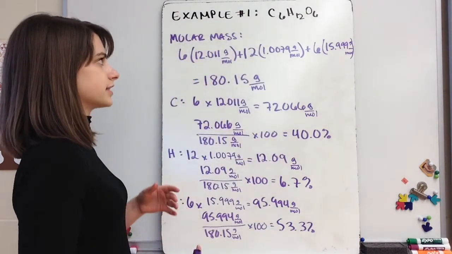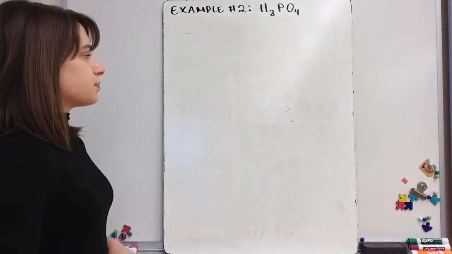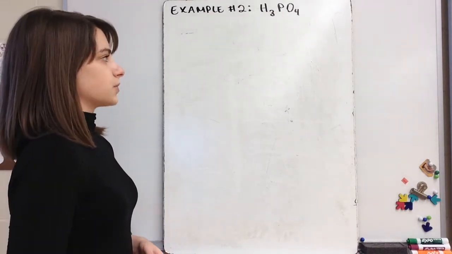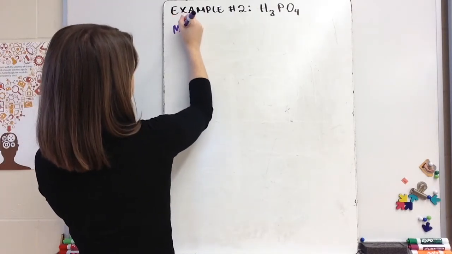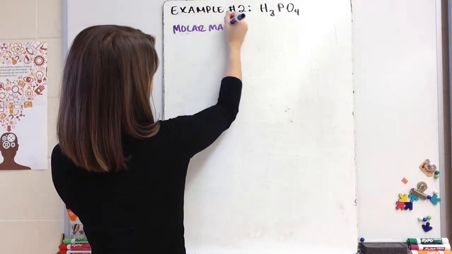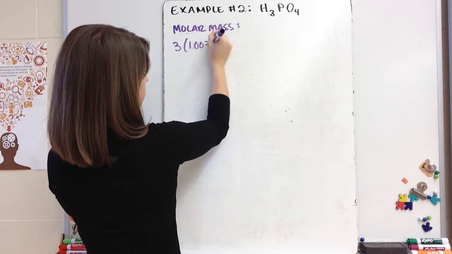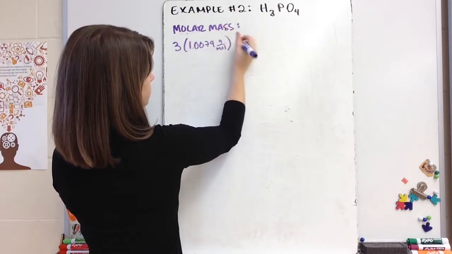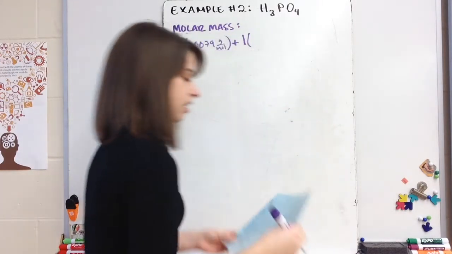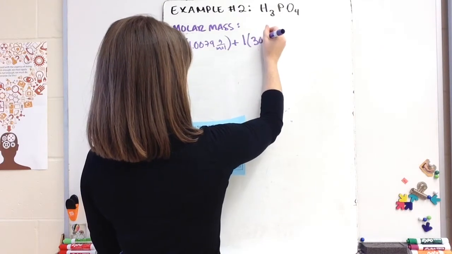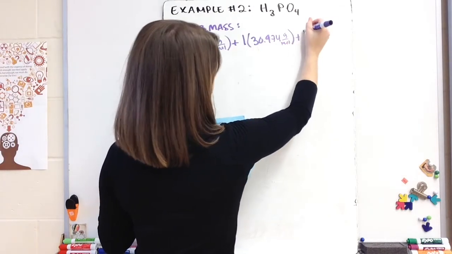Let's look at another example. So this example, example 2, is H3PO4. So step 1 is to calculate the molar mass. So I have 3 hydrogens. I have 1 phosphorus. Phosphorus has a mass on my periodic table of 30.974 grams per mole. And then I have 4 oxygens.